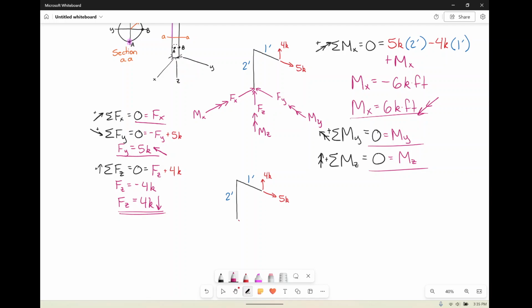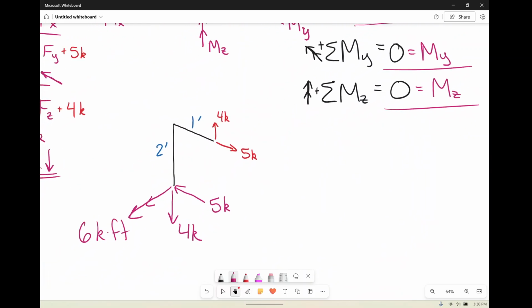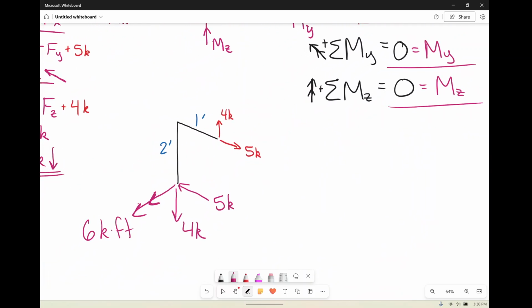So the force in the y, we did have this guy. We said he was 5 kips. We had a force in the z, he's going to go down. We said that's 4 kips. And then we had a moment in the x, we said coming out this way, 6 kip feet. Okay, so this is our effective free body diagram. And again, we're going to be looking at what's going on at the bottom of this face.